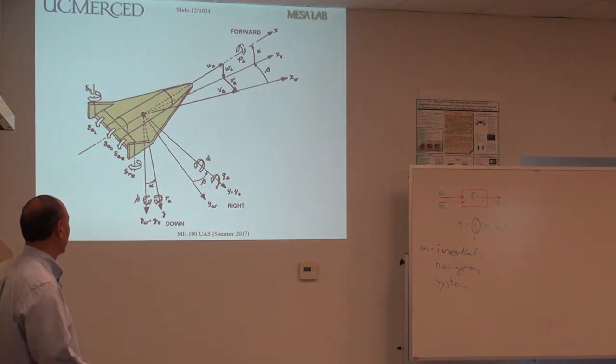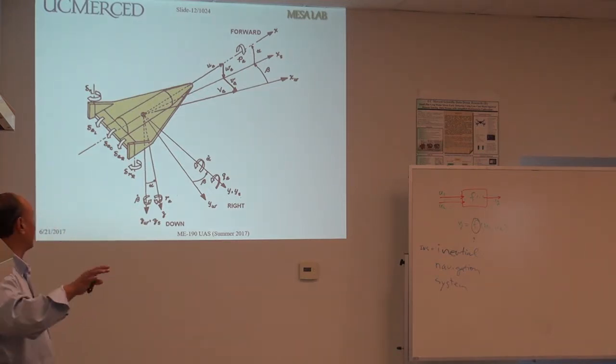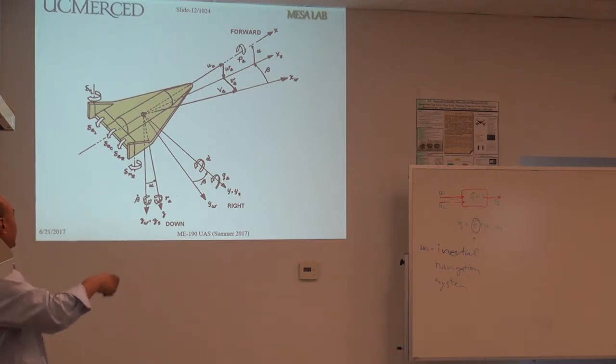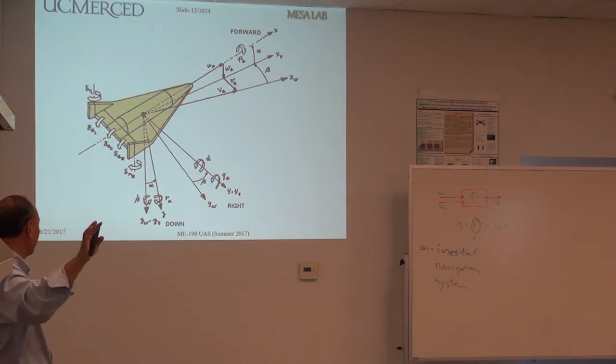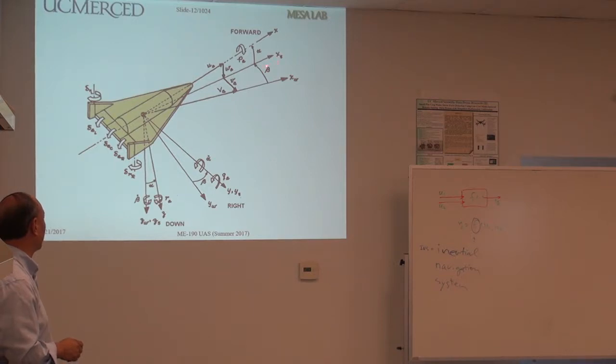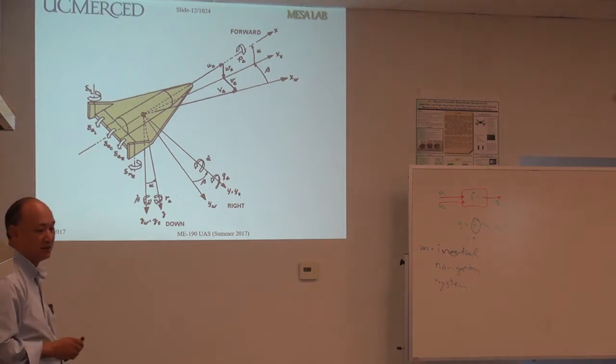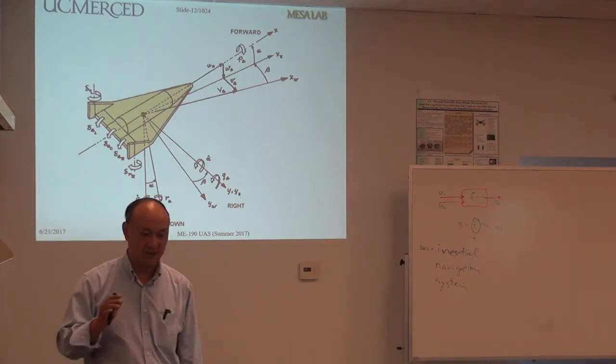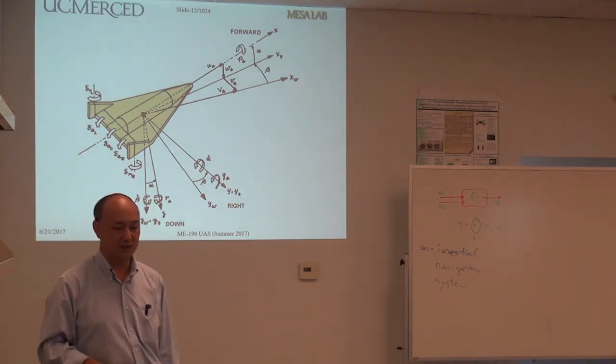So this is another view of the angles. This is the X-axis. The XW is relative to the wind. And this is XS, the stability axis here. So this is alpha, this is beta. Alpha is the angle of attack, beta is the side slip.